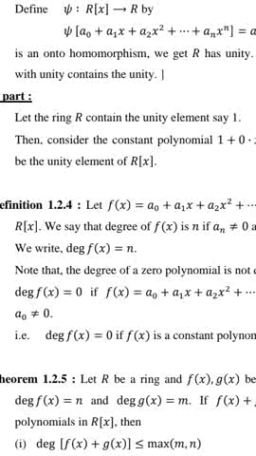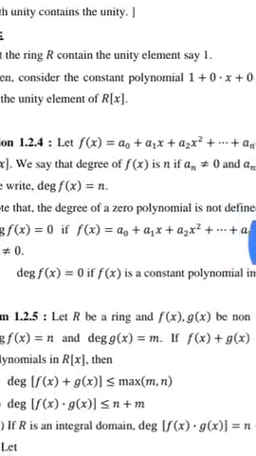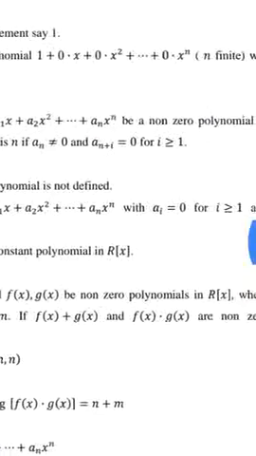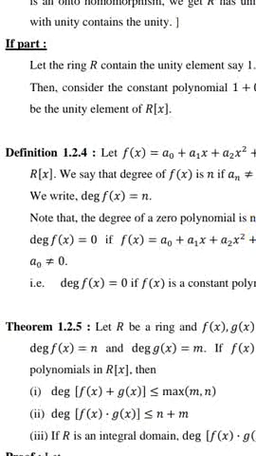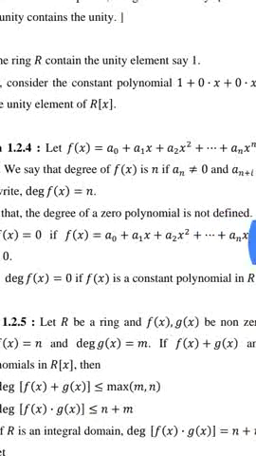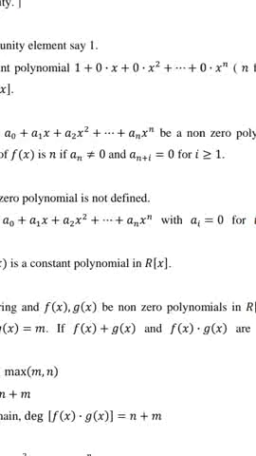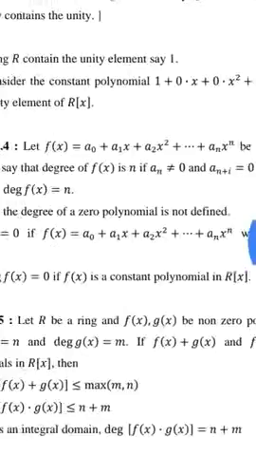Definition: Let f(x) = a0 + a1x + a2x² + ... + anxⁿ be a non-zero polynomial in R[x]. We say that the degree of f(x) is n if an is not equal to 0 and an+i = 0 for i greater than or equal to 1. We write degree of f(x) = n. Note that the degree of a zero polynomial is not defined.